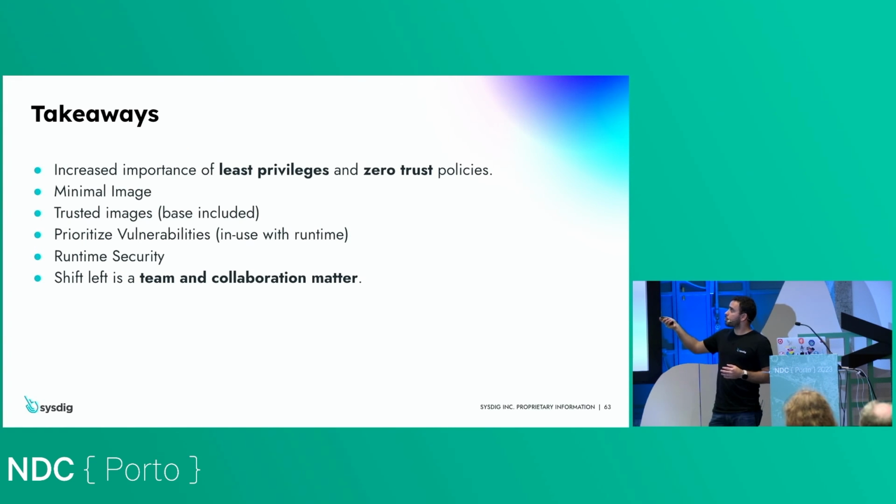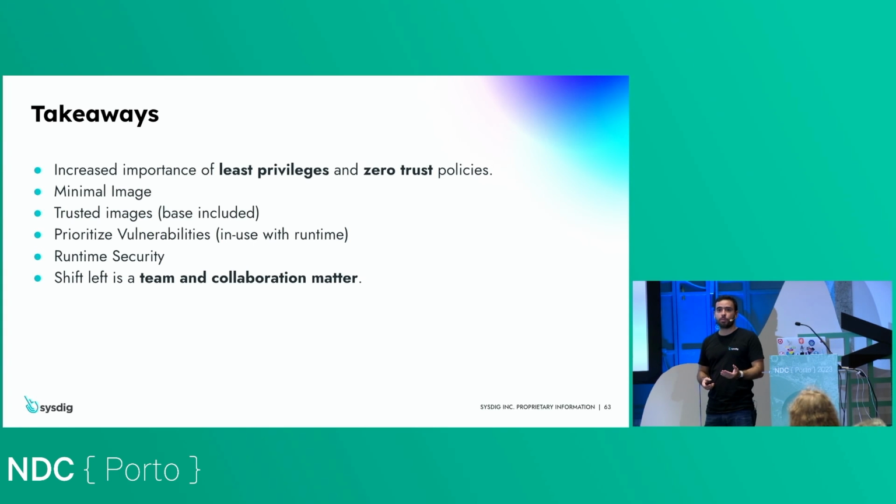Increased importance of least privileges, zero trust policies. Like, that's the thing. Minimal images, very low-hanging fruit. You saw, like, if I didn't have netcat, that wouldn't happen. I can find other ways if I'm a great attacker. Yes, I can. But it makes life harder. It's just like the lock in your door. The best thieves can probably break the lock in your door, but not the average one, right? Trusted images, like not so much of a high-hanging fruit in there, something that you could definitely do.